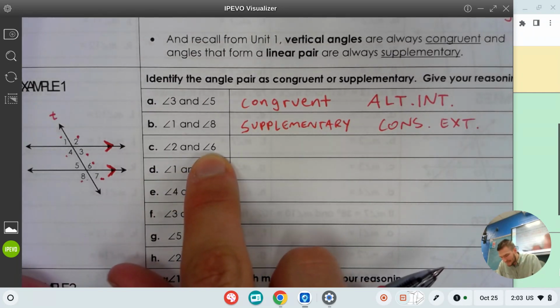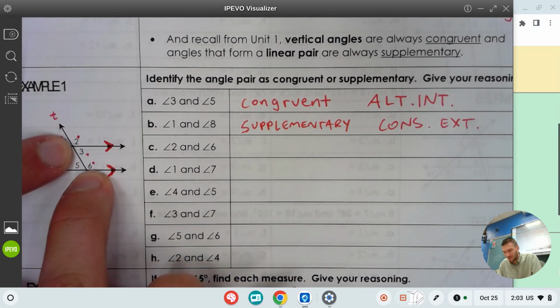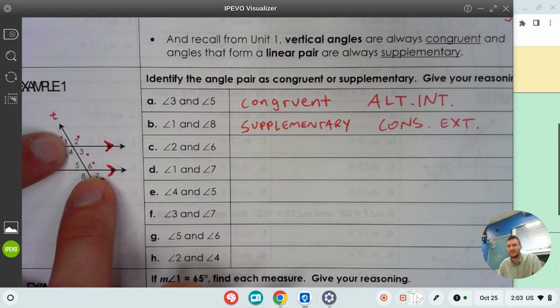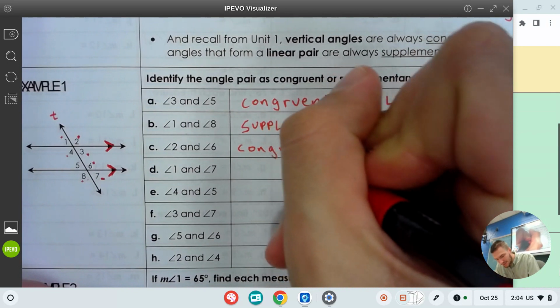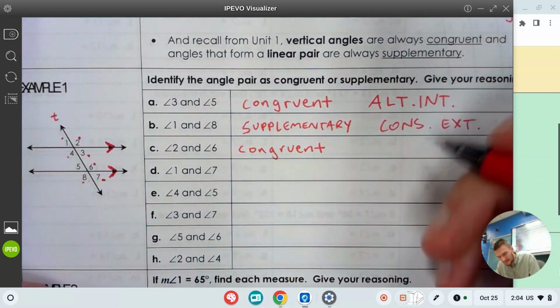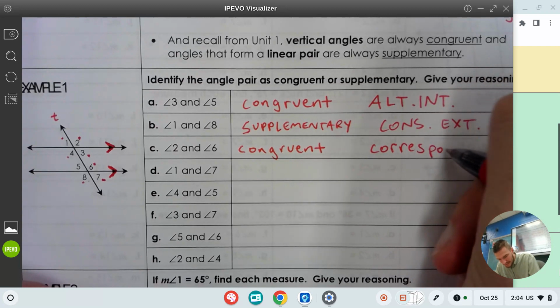Okay, 2 and 6. I see 2 and 6. Those are looking corresponding. I see that we have obtuse and obtuse. They look exactly the same, and they're looking like congruent. And those are looking corresponding.